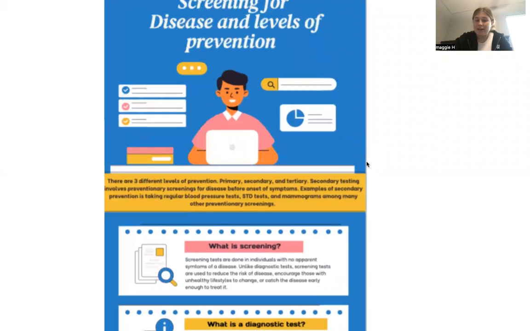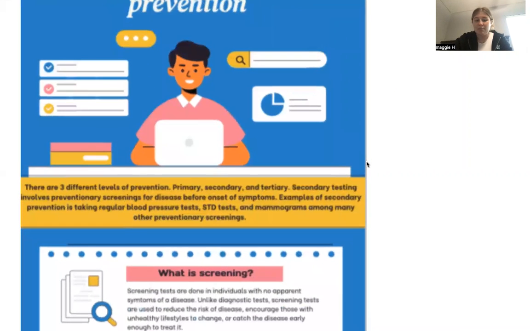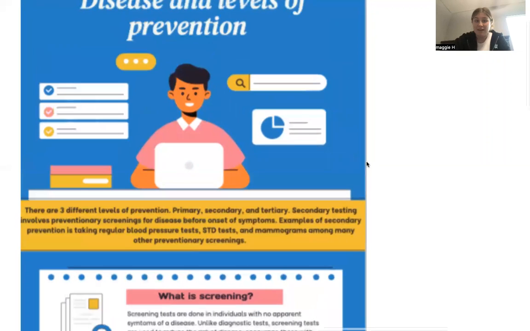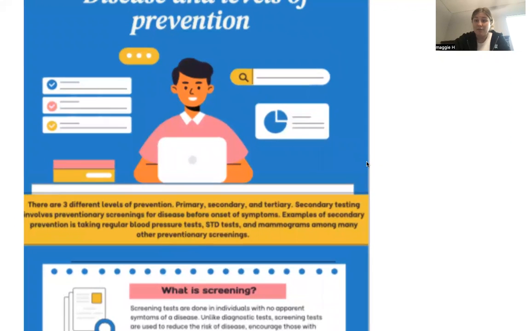I'm not really going to be getting too much into primary and tertiary, but primary would include preventing the disease before it actually happens. And tertiary would be limiting disability and improving the quality of life of people with disease. I'm primarily going to be focusing on secondary prevention today because it has to do with screening for disease.